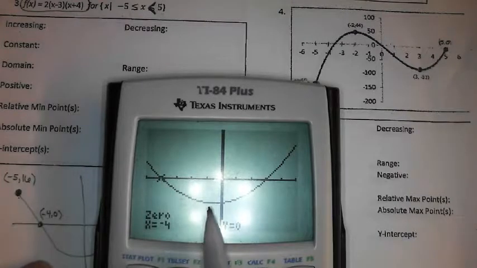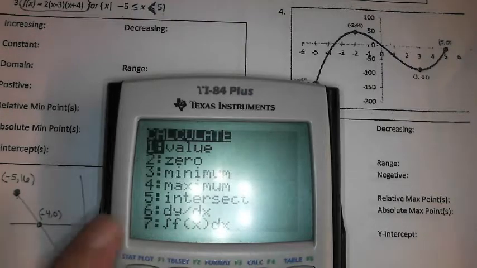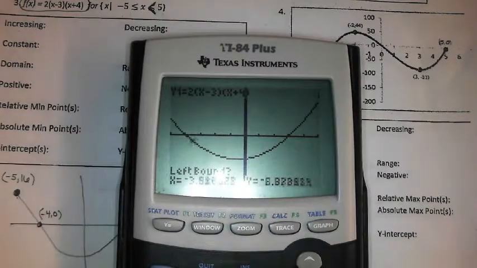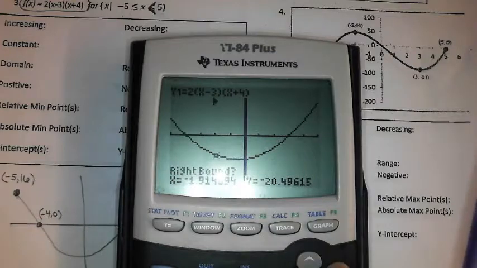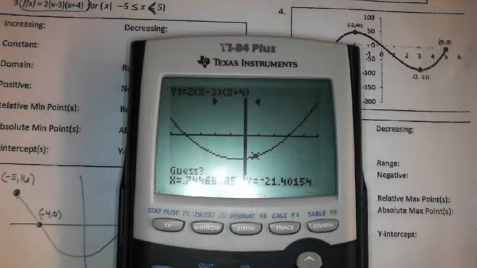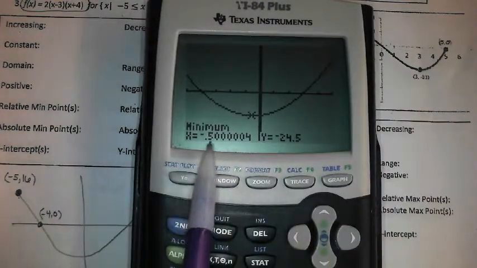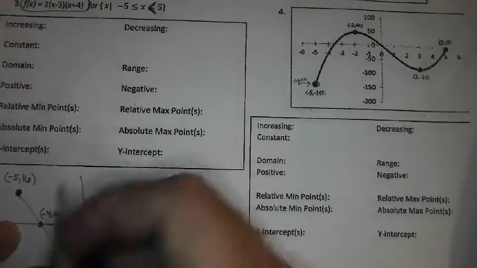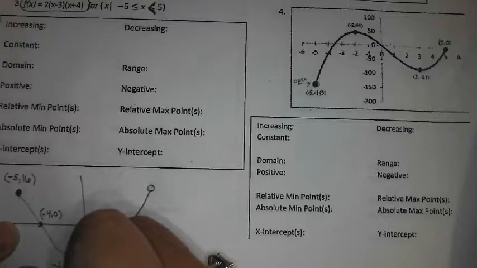Is the next critical point maybe my minimum? Yes, do we think? So second trace, look for minimum. Again, it's going to prompt me left bound, right bound. Bring your cursor to the left of the minimum. I can't tell exactly where my minimum is, but I do know that that's to the left of it. Hit enter. Scroll over, get to the right of the minimum, hit enter, and then guess. You can ignore that, hit enter through that. And here's my minimum: -0.5, -24.5. So -1/2, -24.5.